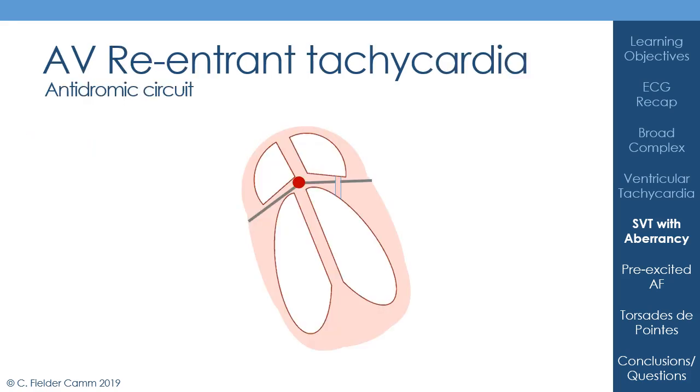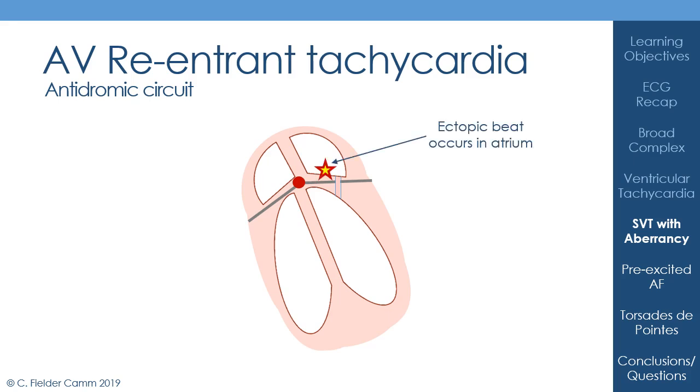So here is our AVRT with an antidromic circuit. So the correct way around, the way around that I showed you in the last lecture, or the normal way around, it's called the orthodromic circuit. And the antidromic circuit just works something like this.